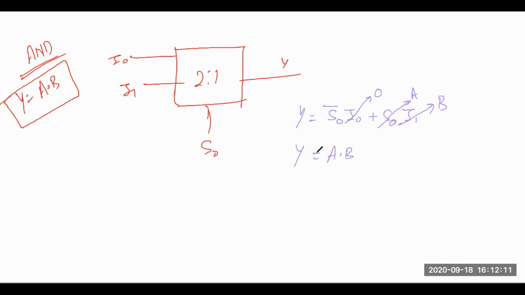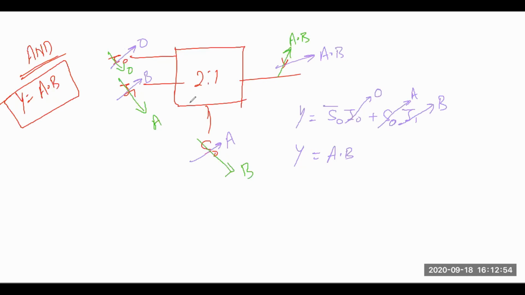There is one more possible combination. If you take s0 as B and I1 as A, then also you will get this realized. So one way is to take s0 as A, I1 as B, and I0 as 0, then your y is A dot B. Another way is to take s0 as B, I1 as A, and I0 as 0, then also y will be A dot B.